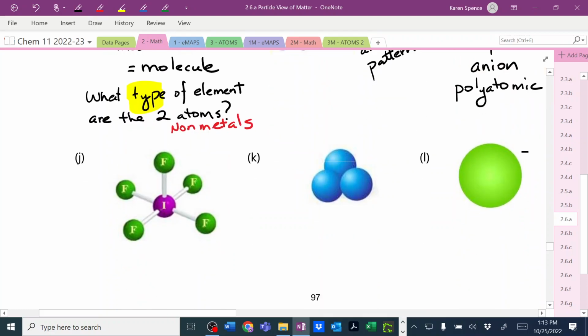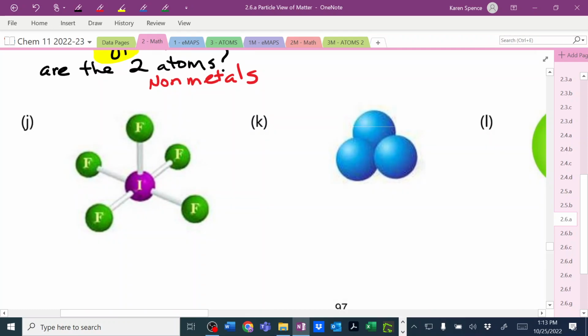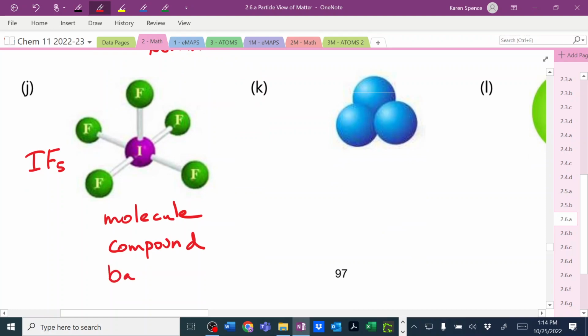Here's a really weird one. J is really strange, yes? IF, what would the formula for this molecule be? IF5, which is unusual because usually iodine only forms one bond, but in this case it's forming 5. Okay, what kind of a particle is that? That is a molecule. It is also a compound, yes. What kind of a model is that? That is a ball and stick model.